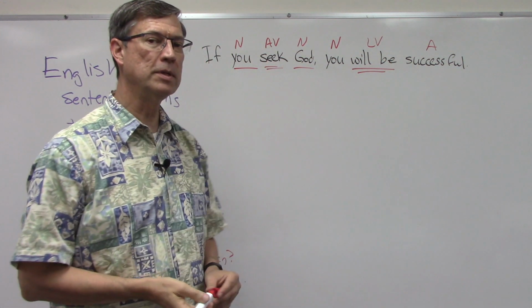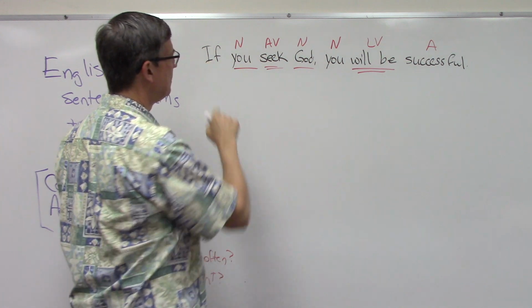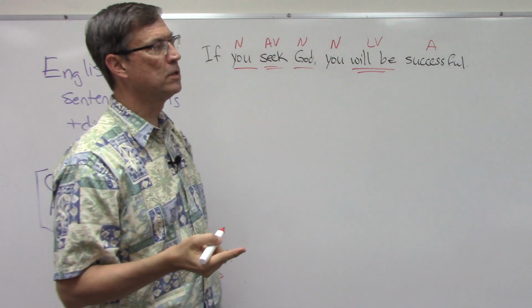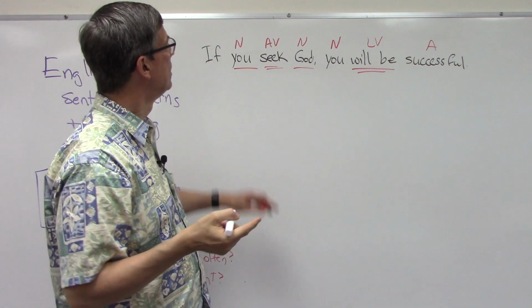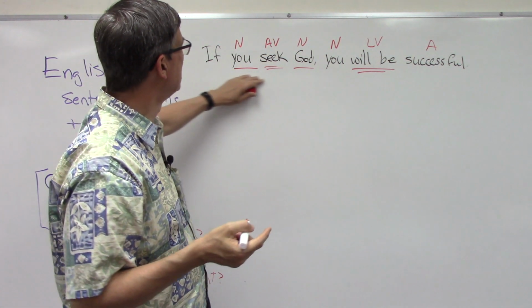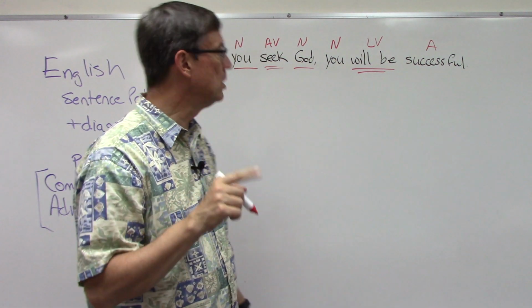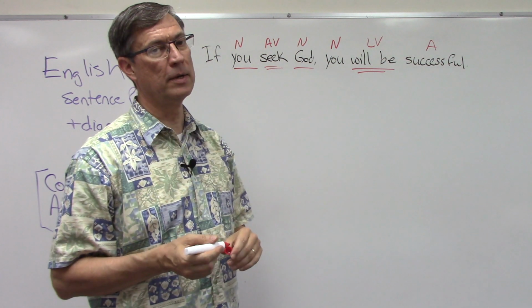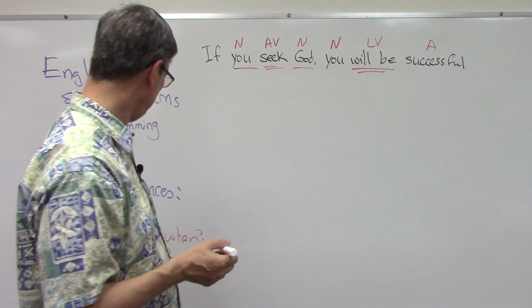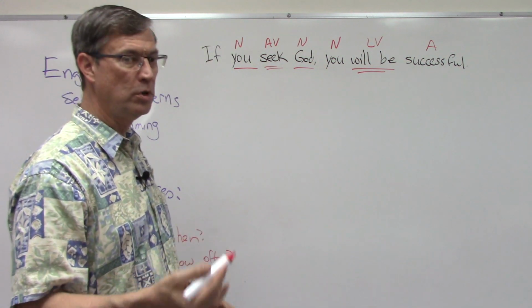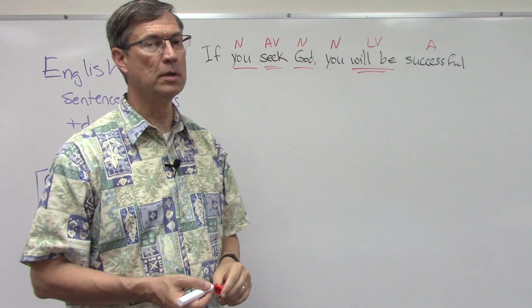So it looks like I have two sentences here. Here's the thing: because of this word in the beginning, if, that is called a subordinating conjunction, which means this is like the condition that has to be met. The main sentence is you will be successful, but under what condition? If you seek God. So this answers the question, when will you be successful? Or you could say, how will you be successful? If you seek God is the condition that has to be met.